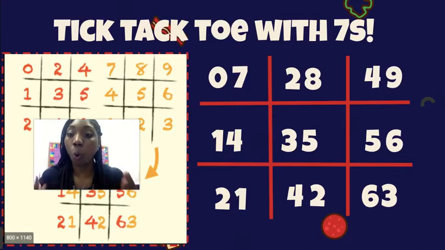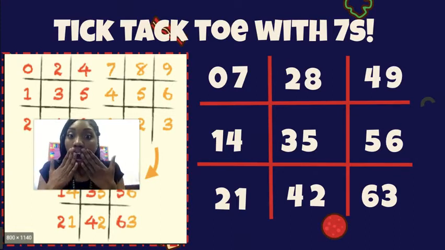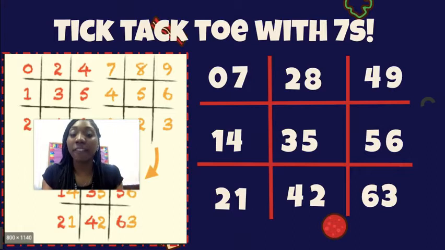And guess what, scholars? This is our 7 times tables. Can you see it? Okay, well, let me help you see it. Ready? So this is 7 times 1 because it's in the very first box. So 7 times 1 is 7. 7 times 2 is 14. 7 times 3 is, you got it, 21. 7 times 4 is 28.